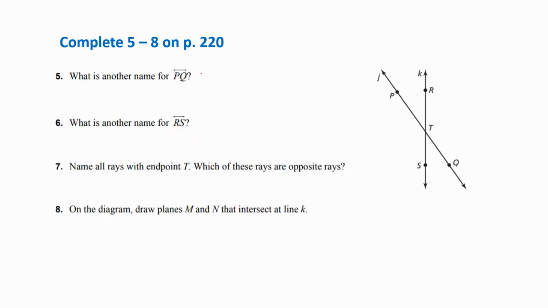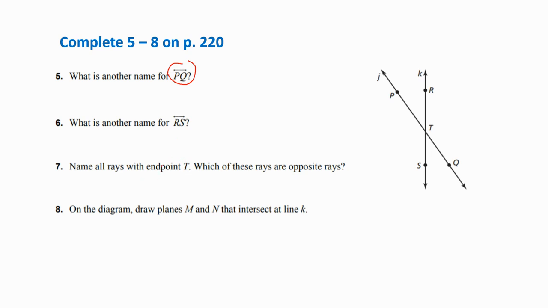All right, what's another name for PQ? Notice we're talking about the line here. Now you actually have a lot of different answers there. You could say PT, TQ, QP, line J. All of those are possibilities. What's another name for RS? Again, lots of possibilities.